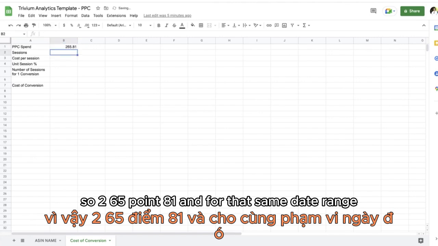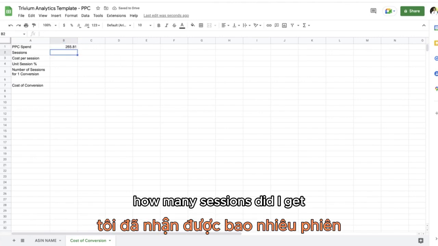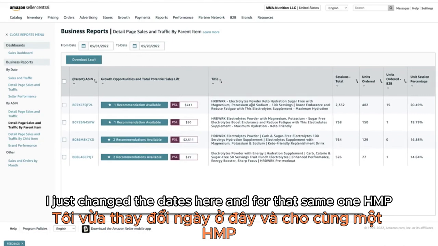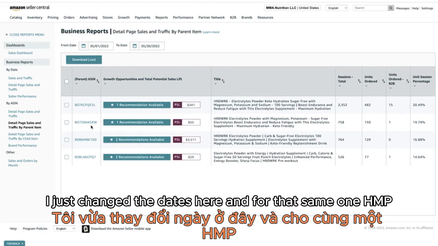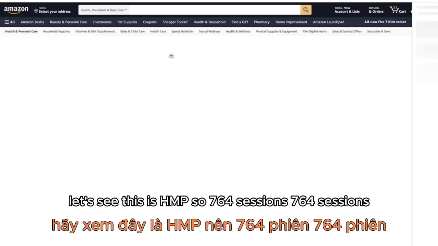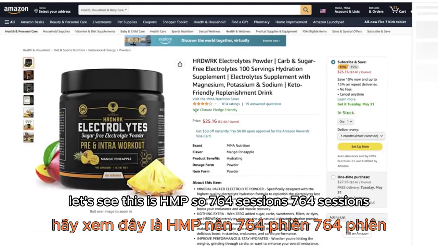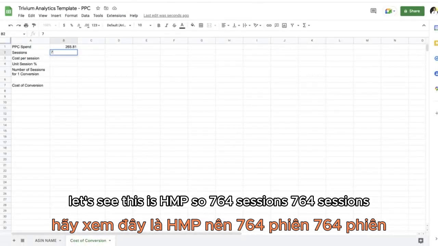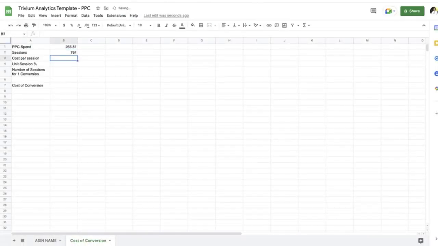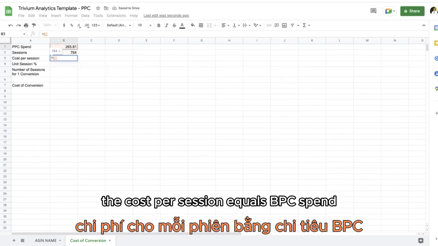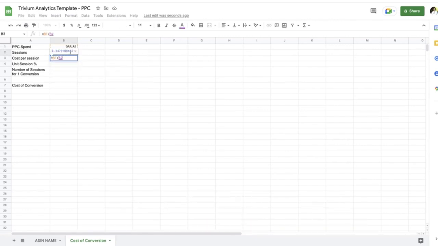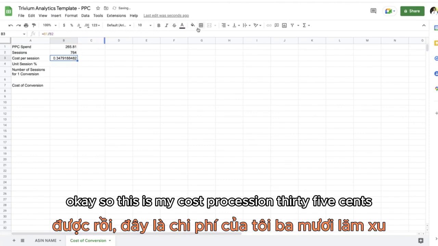$265.81. And for that same date range, how many sessions did I get? So back in my business reports, I just changed the dates here. And for that same one, HMP, I believe, let's see. This is HMP. So 764 sessions. The cost per session equals PPC spend divided by sessions right here. Okay, so this is my cost per session, 35 cents.